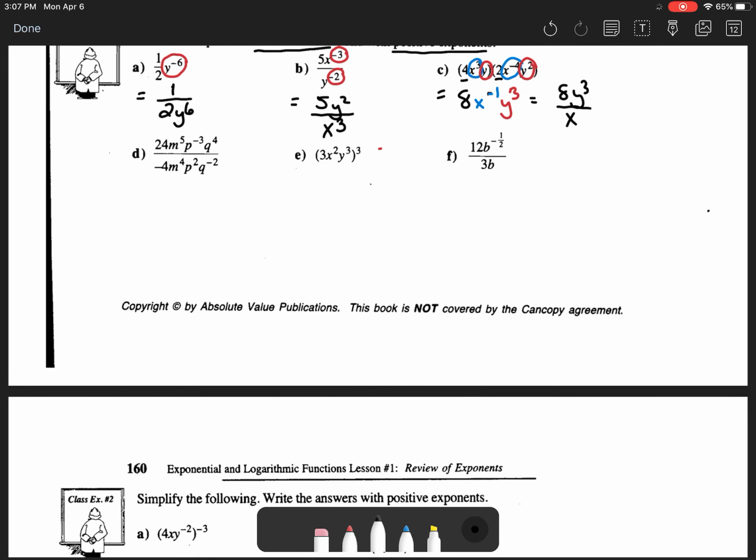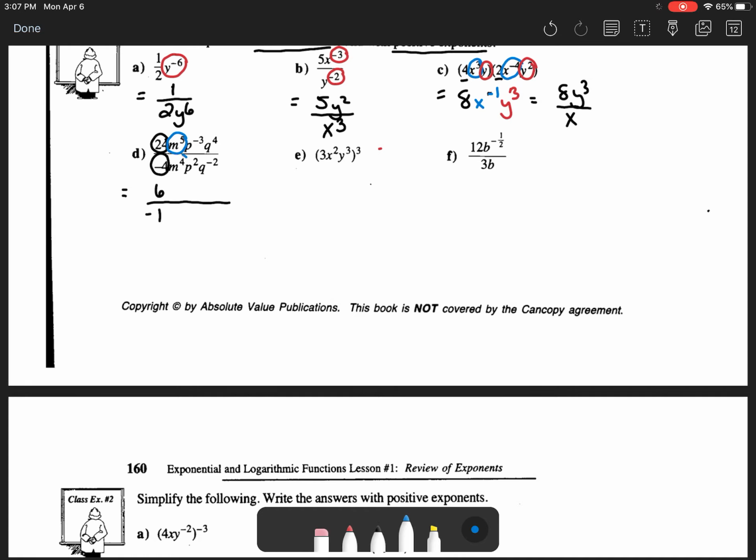Okay, moving on to D. In D, basically, I will deal with numbers, then I will deal with variables. And what I mean by that is basically I have a fraction here, a rational number, 24 over -4. So what I'm going to do is treat that like a fraction and just reduce it to lowest terms. They're both divisible by 4. So you're going to get 6 and -1 when you divide both of them by 4.